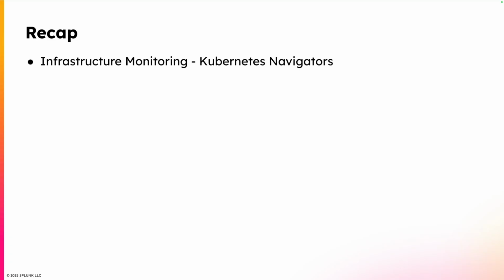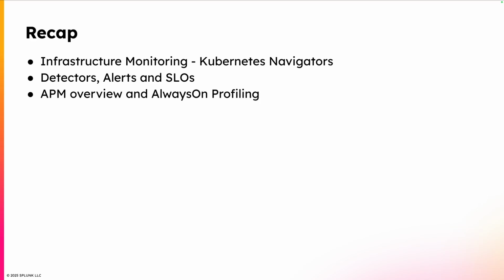To conclude, let's do a quick recap of what was covered. We explored infrastructure monitoring and the Kubernetes Navigators, watching node and pod health update in real time. We also got to see alerts associated with our services and infrastructure using detectors and SLOs. We then analyzed traces and APM and looked at profiling data using AlwaysOn Profiling. From traces, we could navigate directly into Log Observer, where we could see related log entries for a given trace.